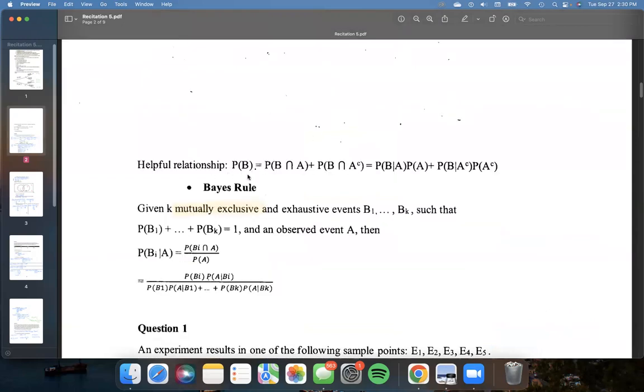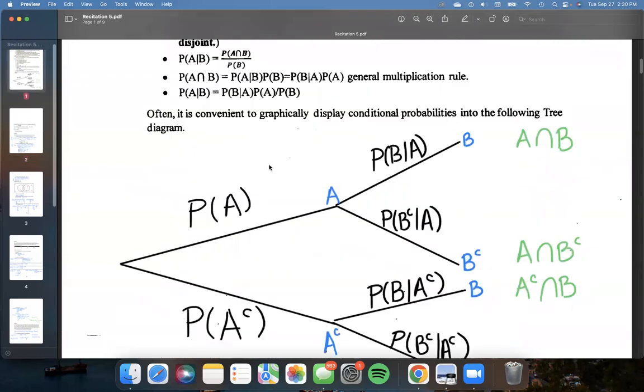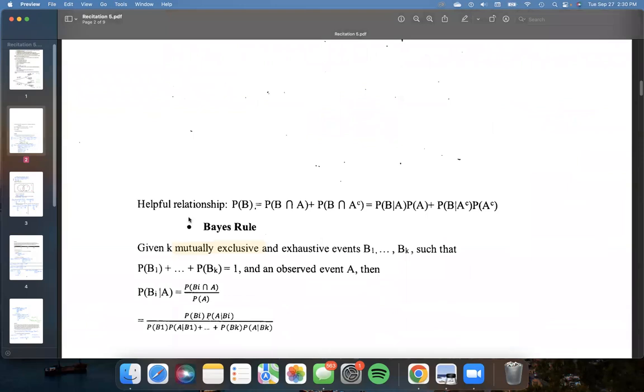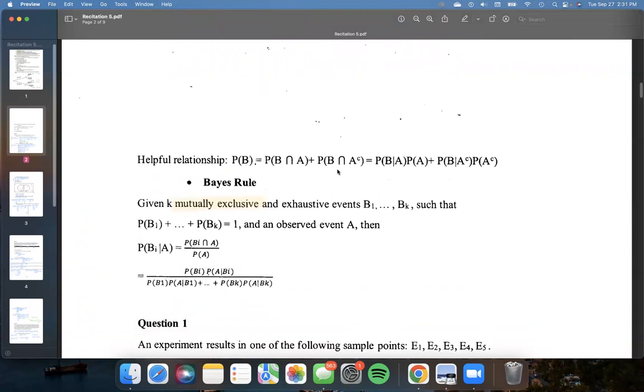And here's also a helpful relationship. I wish there was a way to show this at the same time as the tree diagram, but okay, the probability of B equals the probability of B and A plus the probability of B and A complement. And then that should equal the probability of B given A times the probability of A plus the probability of B given A complement times the probability of A complement. So this brings us to Bayes' rule.